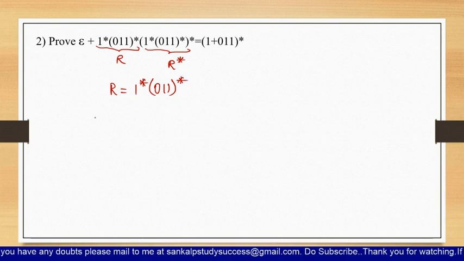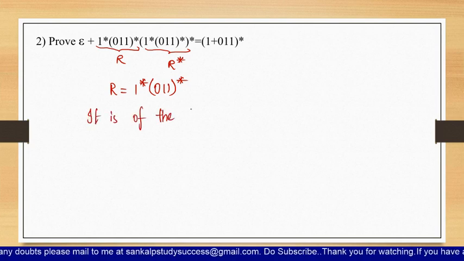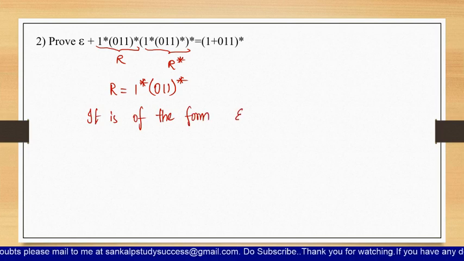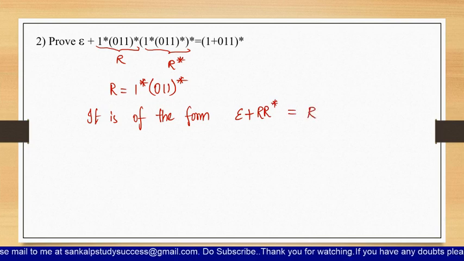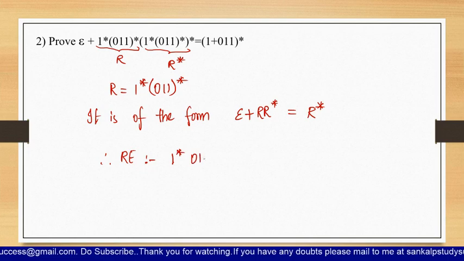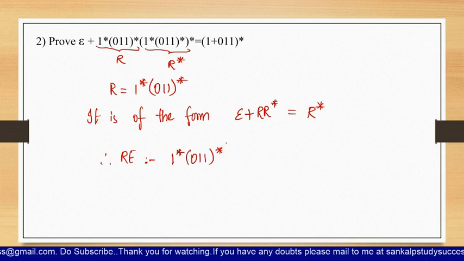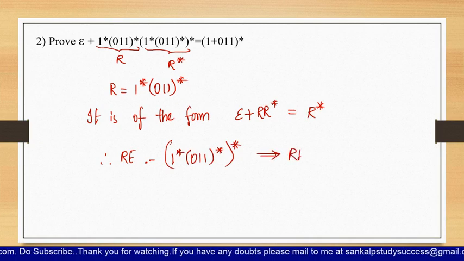So it is of the form epsilon plus R asterisk, which is nothing but, from the identity, you can say it as R asterisk. So from this R is equal to this one. So therefore the regular expression of the RHS becomes 1 asterisk and 0 1 1 whole asterisk, which is nothing but the RHS which we got.